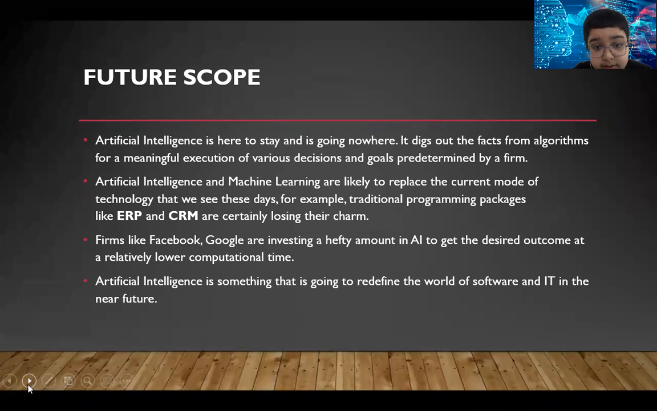Future scope. Artificial intelligence is here to stay and is not going anywhere. It digs out the facts from algorithms for a meaningful execution of various decisions and goals predetermined by a firm. Artificial intelligence and machine learning are likely to replace the current modes of technology that we see these days. For example, traditional programming packages like ERP and CRM are certainly losing their charm. Firms like Facebook and Google are investing a hefty amount in AI to get the desired outcome at a relatively lower computational time.